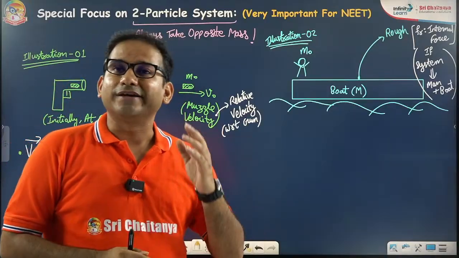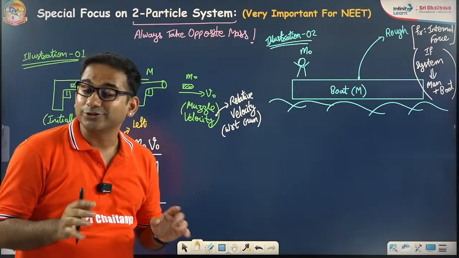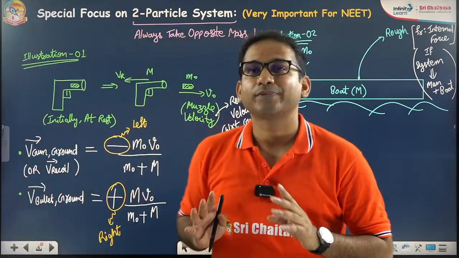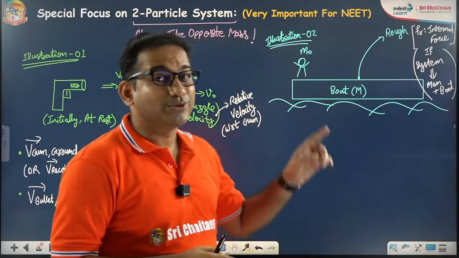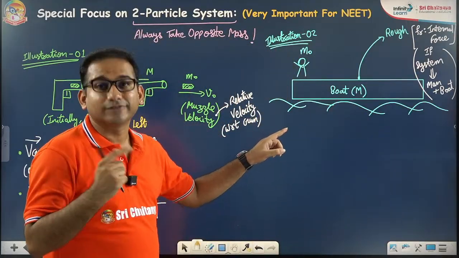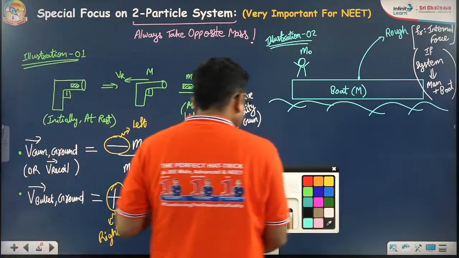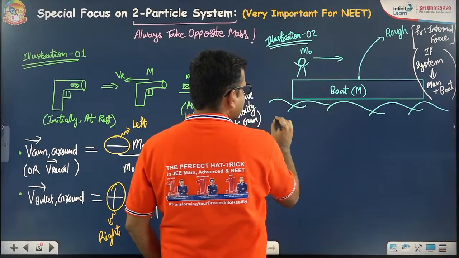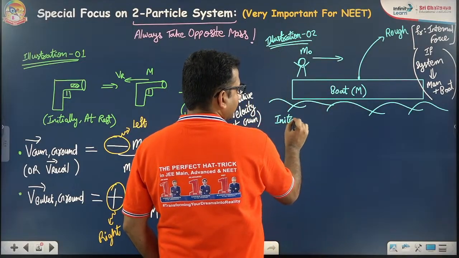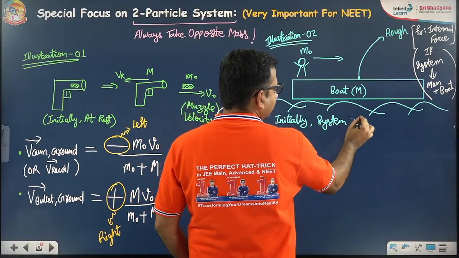Why, sir? Because internal forces, as I am telling you again and again, don't have the capacity to change the linear momentum of the system. So if all the forces involved are internal, then definitely you can conserve the linear momentum of the system. Okay, so that's advantageous for us. The situation is, the examiner says the man starts walking. Initially, the system is at rest.